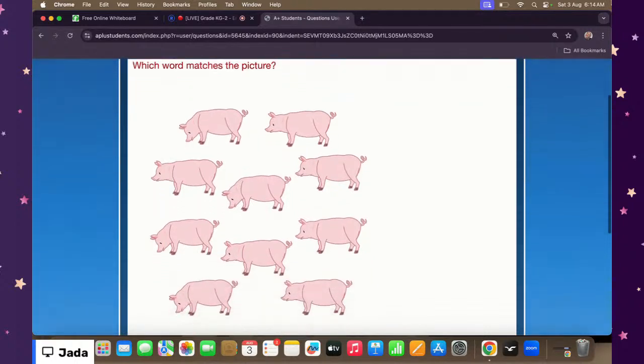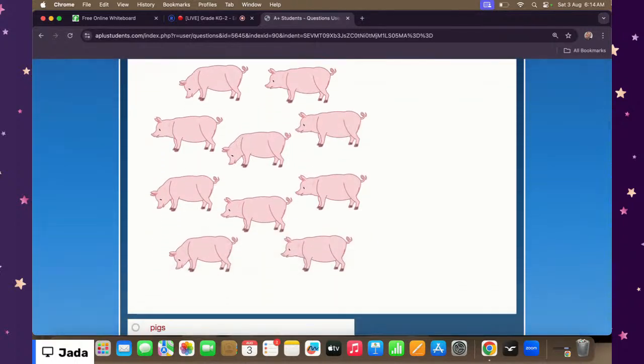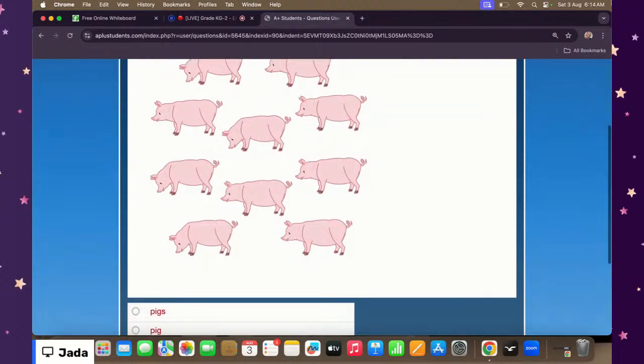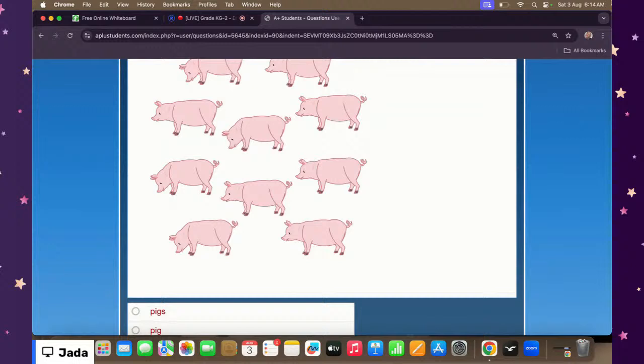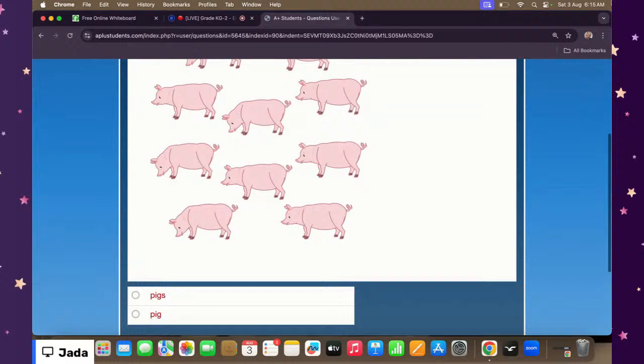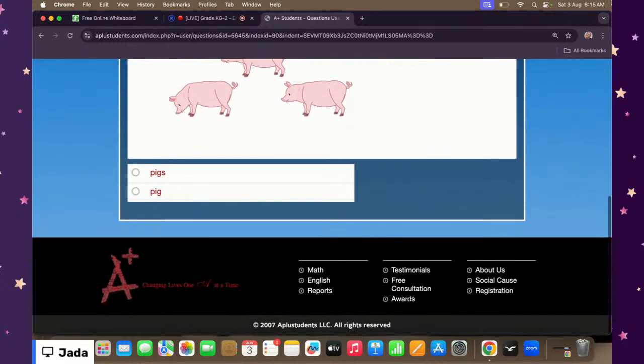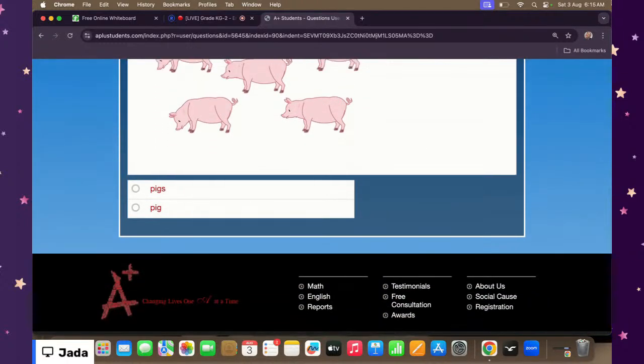Now what is this here? These are pigs. Okay. So we have pigs here, and it cannot be one because one is for pig, but we have pigs, so it is with S. Okay?